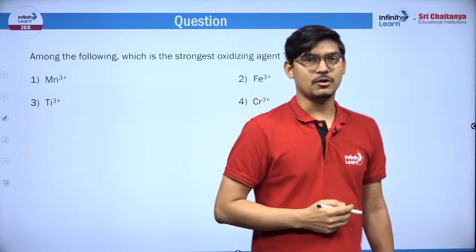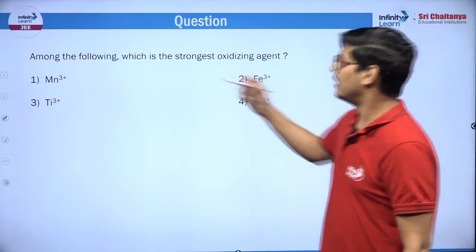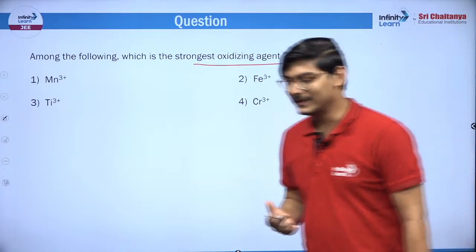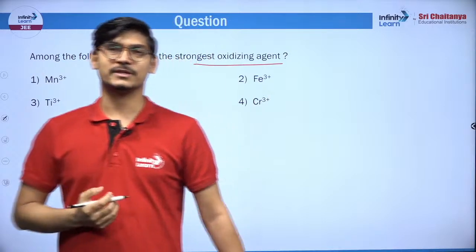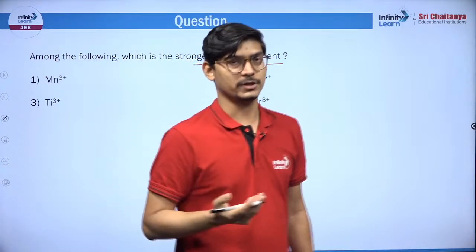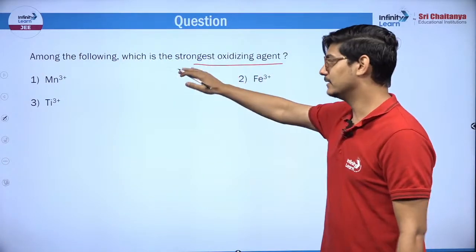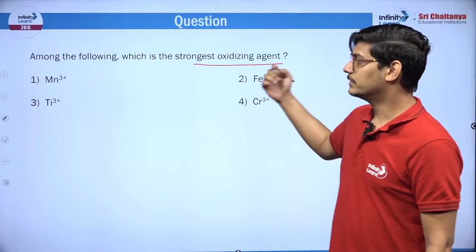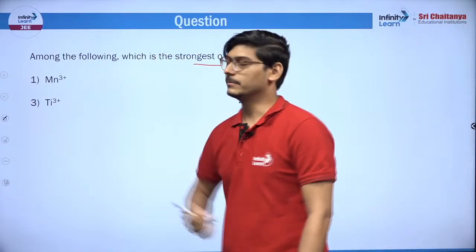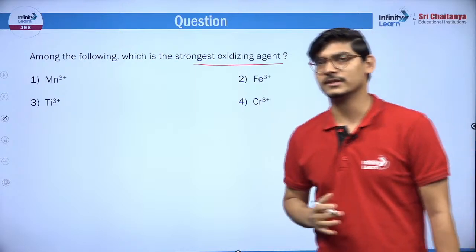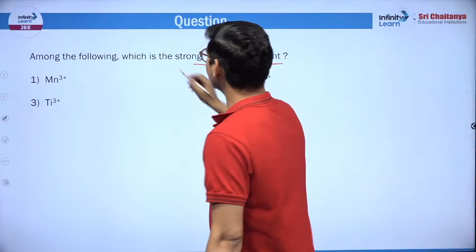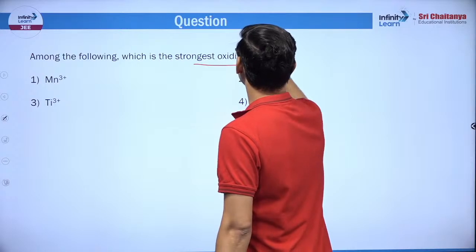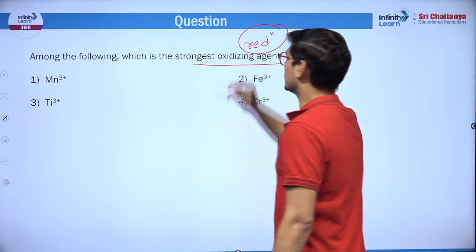Again, oxidizing agent, such a simple question guys. Among the following, which is the strongest oxidizing agent? Now technically, oxidizing and reducing strengths you determine by the electrode potentials, and yes, in this case the answer depends upon electrode potentials, but there is another way in which we can determine the answer of this question, by just looking at the configuration, right? So among the following, which is the strongest oxidizing agent? So basically which has the highest tendency for reduction.